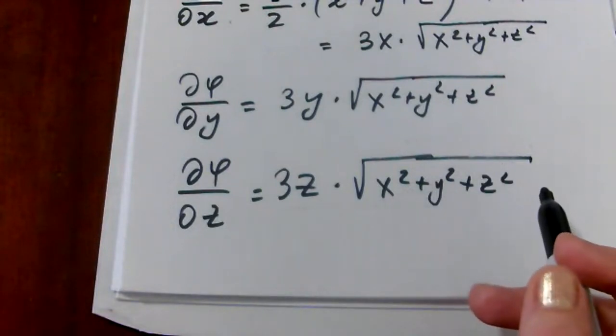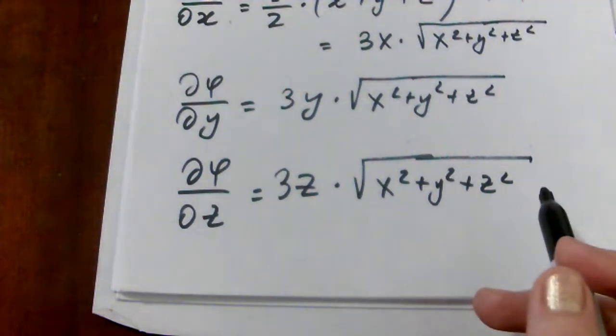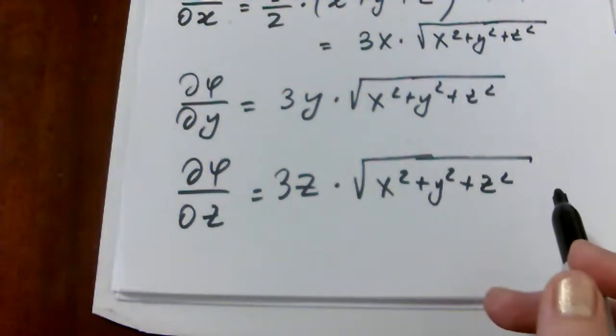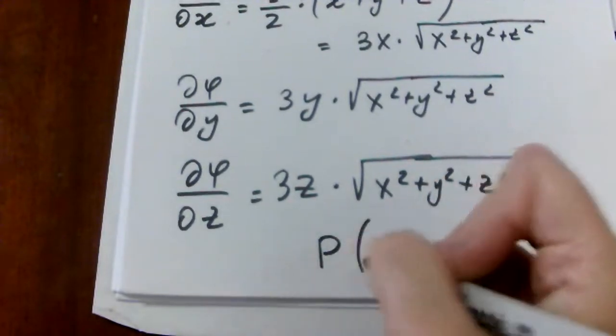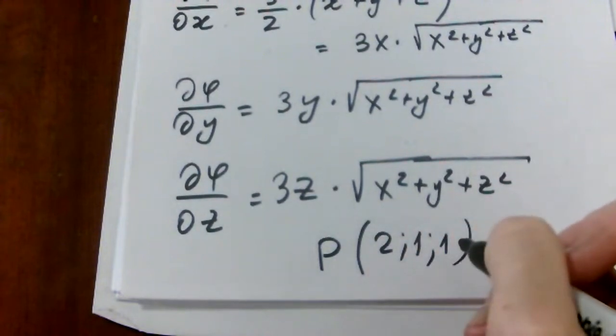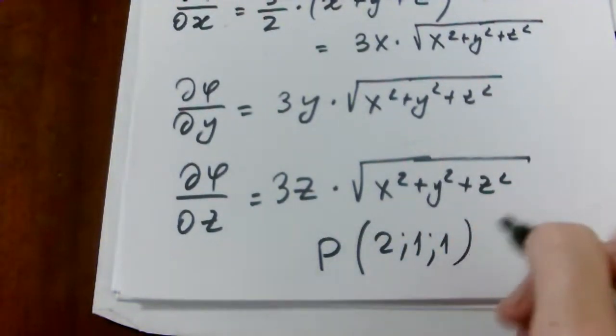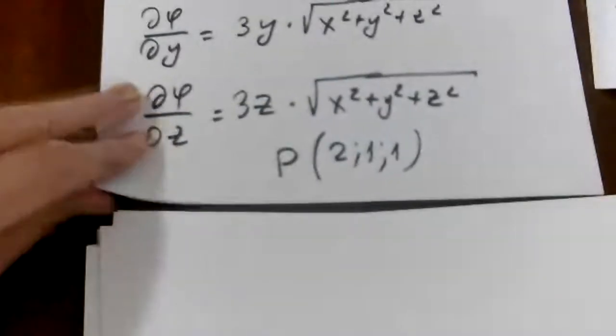Now, did they give us some point or not? Maybe not. I should look at this assignment. Yes, we were given a point P with coordinates 2, 1, 1, if I'm not mistaken. I can't see properly in this dim light. It means that we need to calculate these derivatives at this particular point.